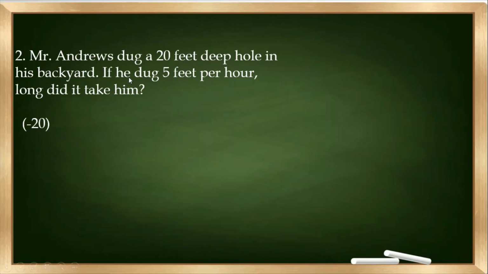So, meron siyang total na 20 feet. So, gagawin natin negative 20 divided by, nakahukay siya ng 5. Okay? Bawat oras. So, since pailalim siya, kaya negative yung gagamitin natin. So, we have here negative 5. So, pareho sila ng sign, ibig sabihin, magiging positive yung quotient natin. So, 20 divided by 5 is 4. So, negative divided by negative is positive 4.